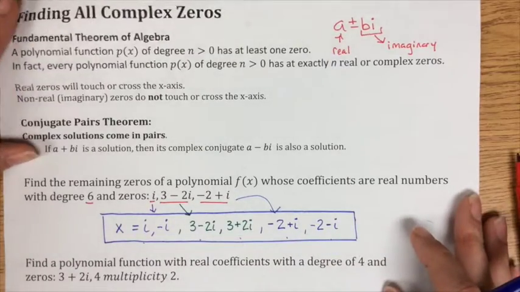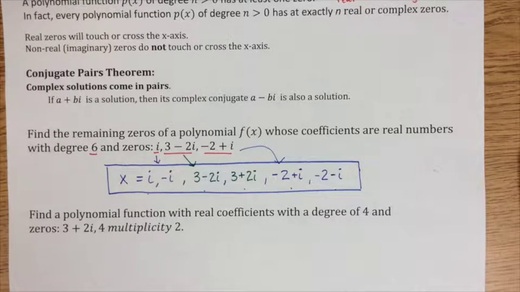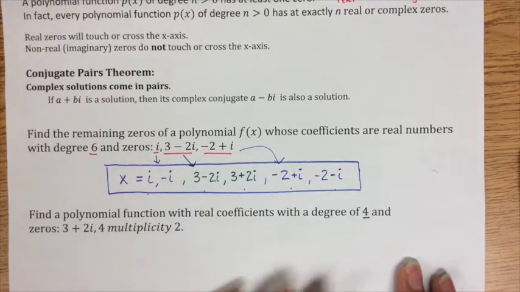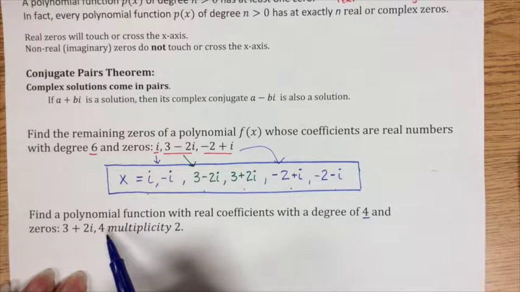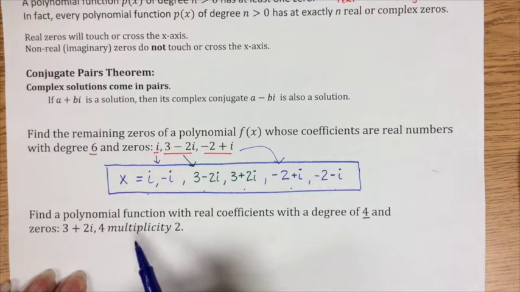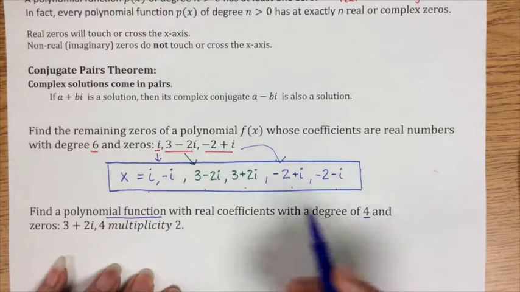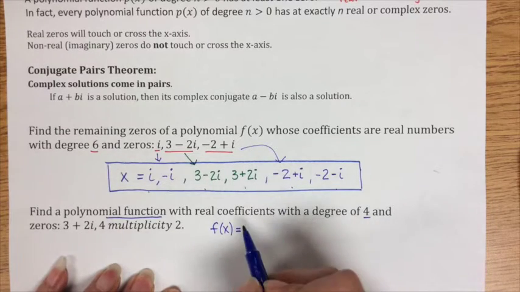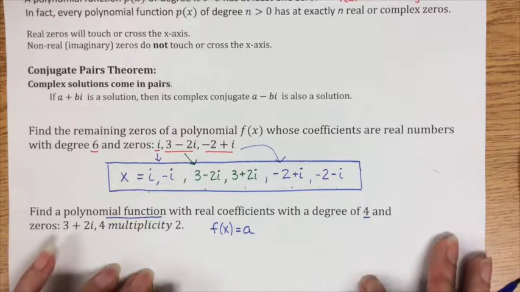All right, underneath here, the next example says find a polynomial function with real coefficients with a degree of 4. So we're looking for 4 zeros. And we know that 3 plus 2i is a zero. We also know that we have a zero at 4, and it has a multiplicity of 2. Now this wants us to write out the polynomial function. And so when we do that, it comes in the form f of x equals some coefficient, which we don't know, so we're going to call that a, and then we write out our factors.